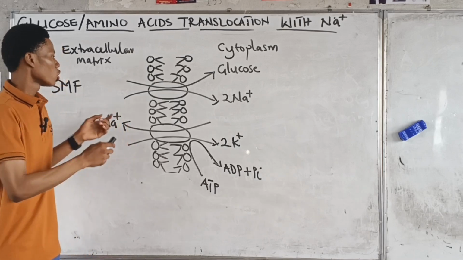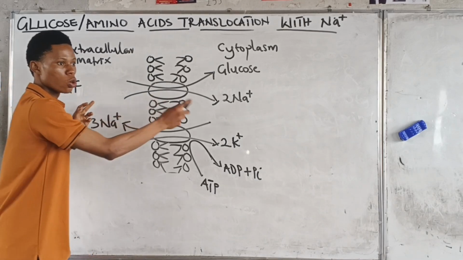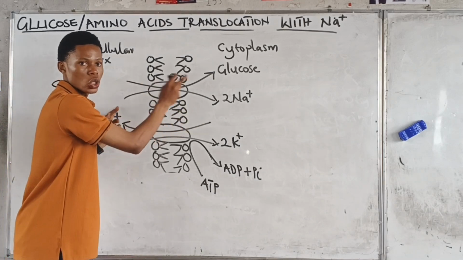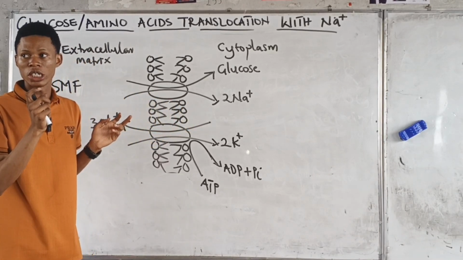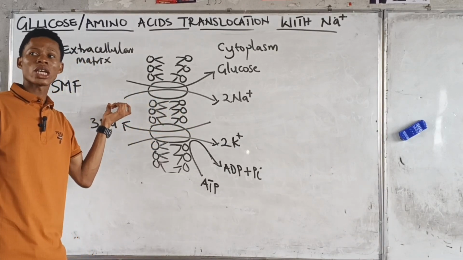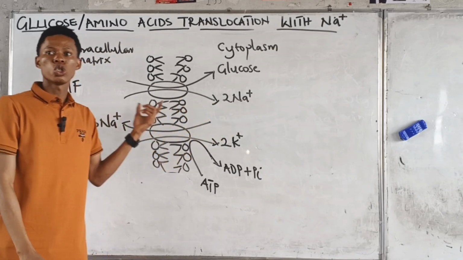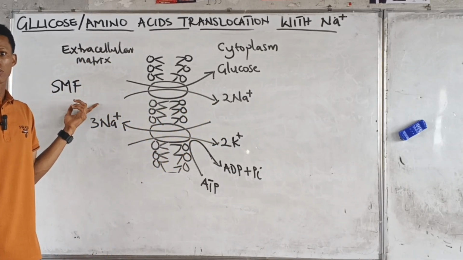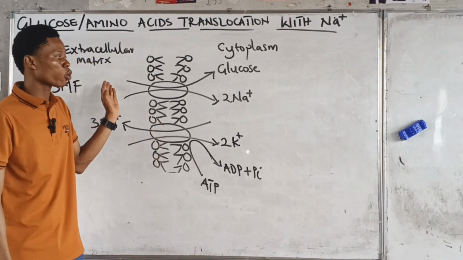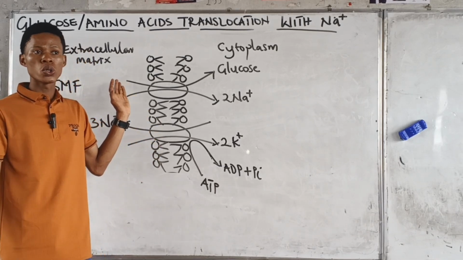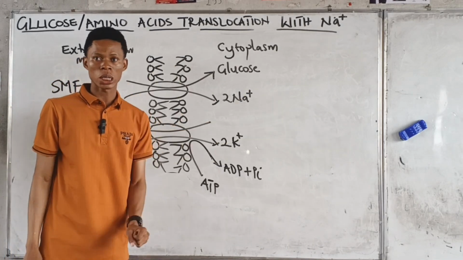Now look at this. Sodium is high here, it's low here. So moving from high to low, we are moving with concentration gradients. As we move sodium outside the cell into the cell, sodium motive force is generated. And this sodium motive force is the energy that fuels the transport of some of the molecules like glucose, like amino acids into the cell.